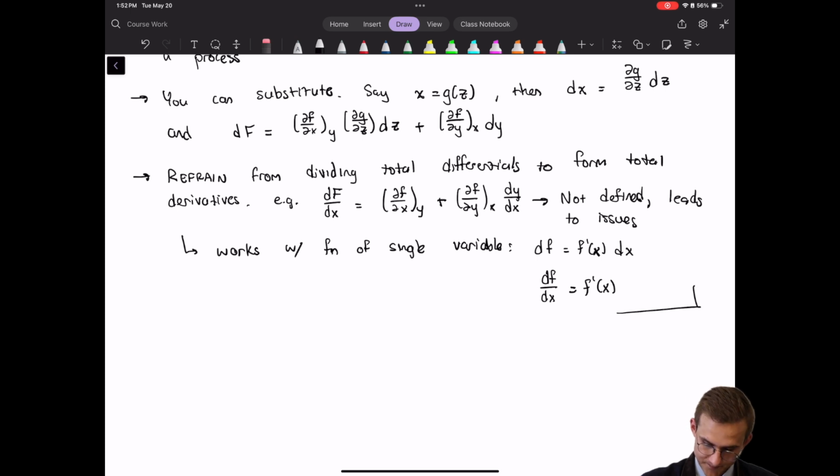Okay, so that's our aside on total differentials. I just wanted to spend some time going over that because people may not have seen this topic before, this structure before. Hopefully it'll help as we start writing these up in our notes.